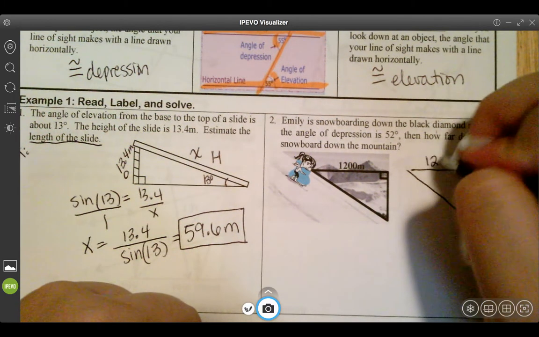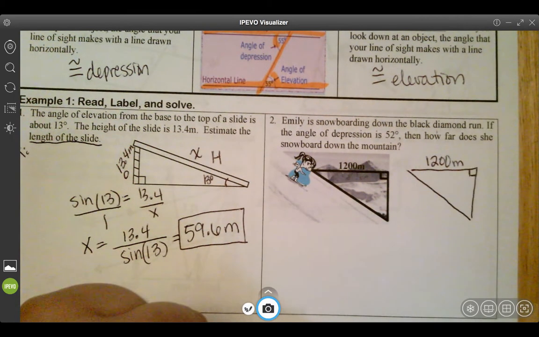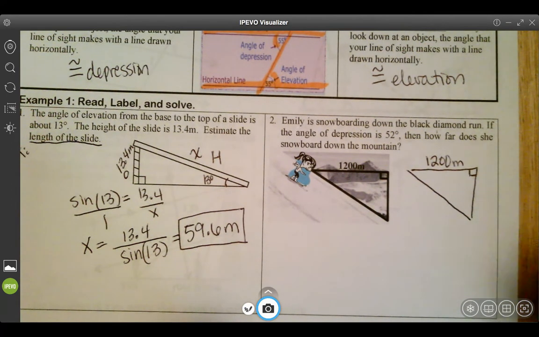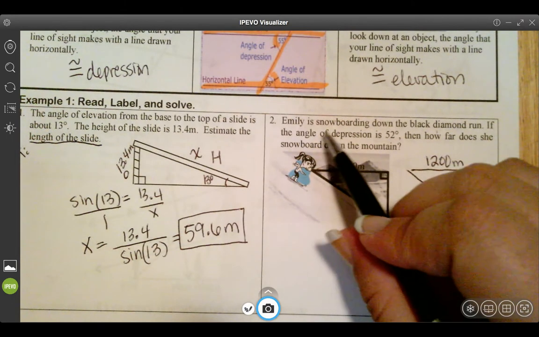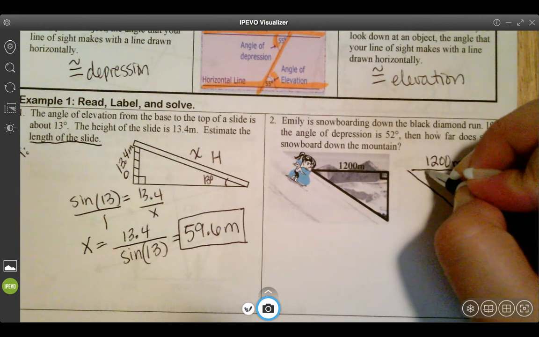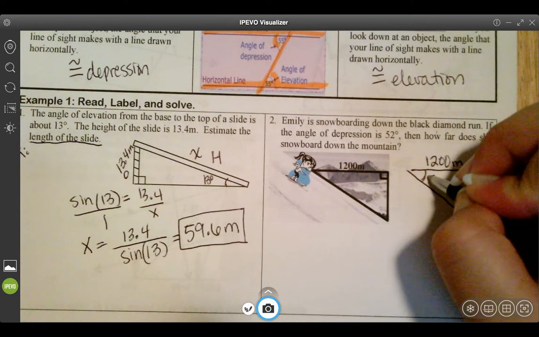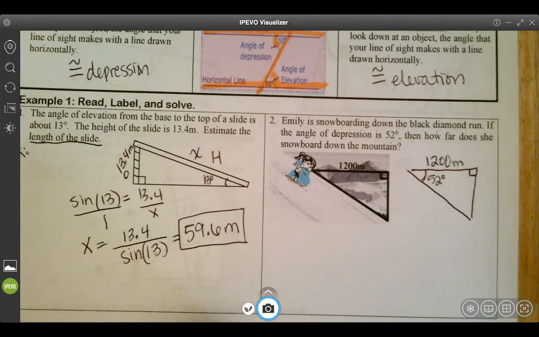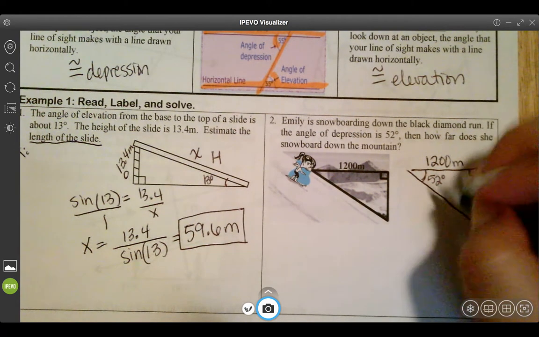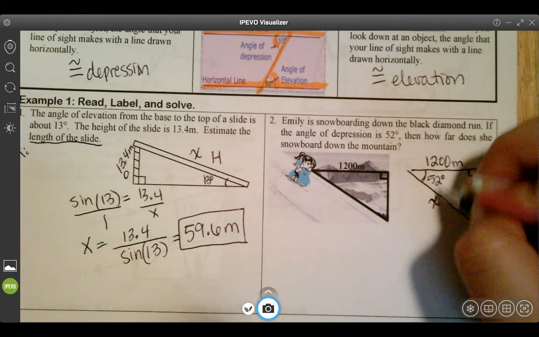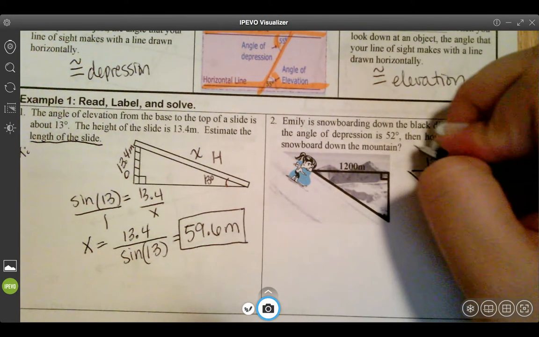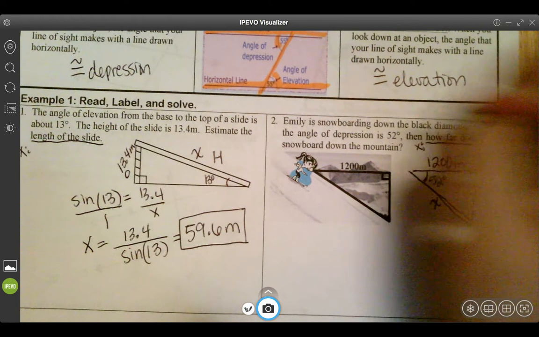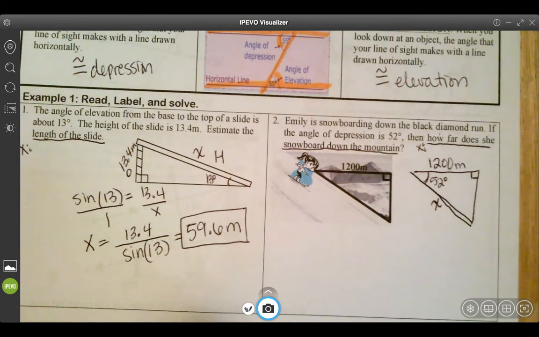So we are given from the picture, from the diagram, that the horizontal distance is 1,200 meters. Again, in the word problem, she's snowboarding down a hill. The angle of depression from the top down is 52 degrees. How far does she snowboard down the mountain? So again, if we're measuring a distance down the mountain, we measure along the mountain. So X is how far she snowboards down the mountain.